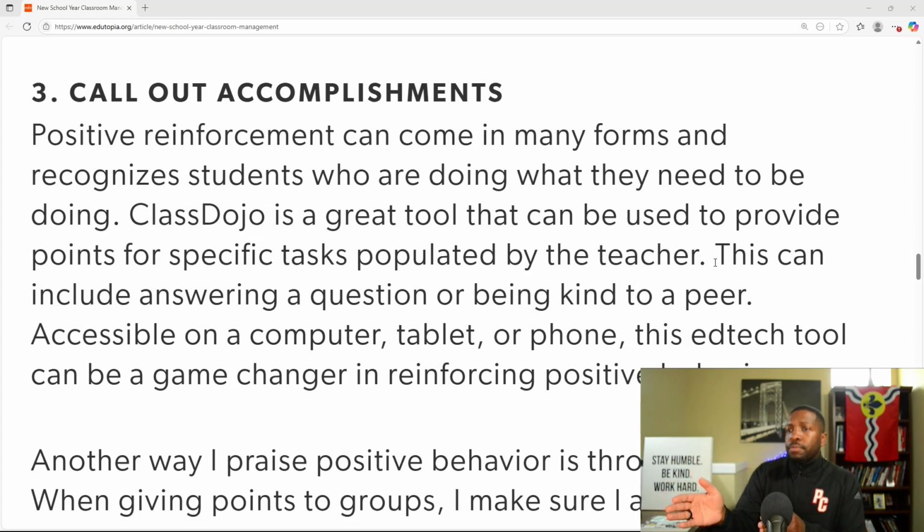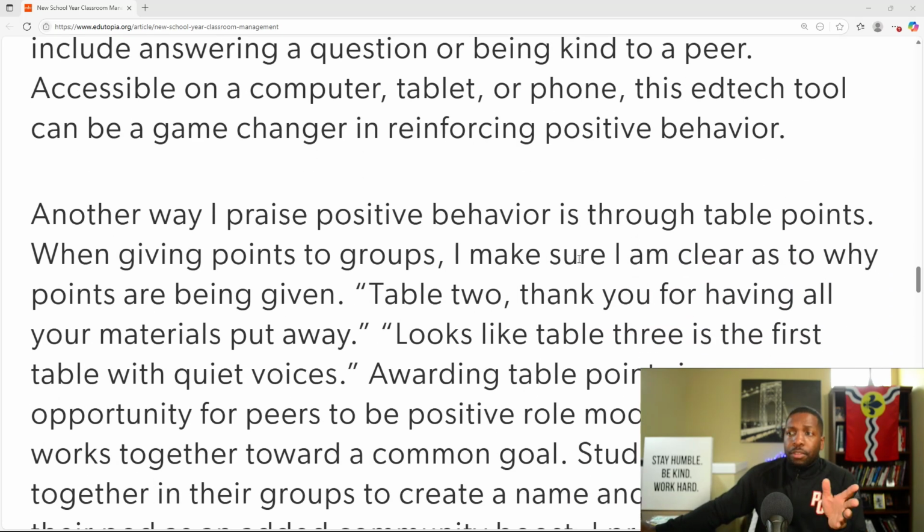This can include answering a question or being kind to a peer. Accessible on a computer, tablet, or phone, this EdTech tool can be a game changer in reinforcing positive behavior. Another way I praise positive behavior is through table points.